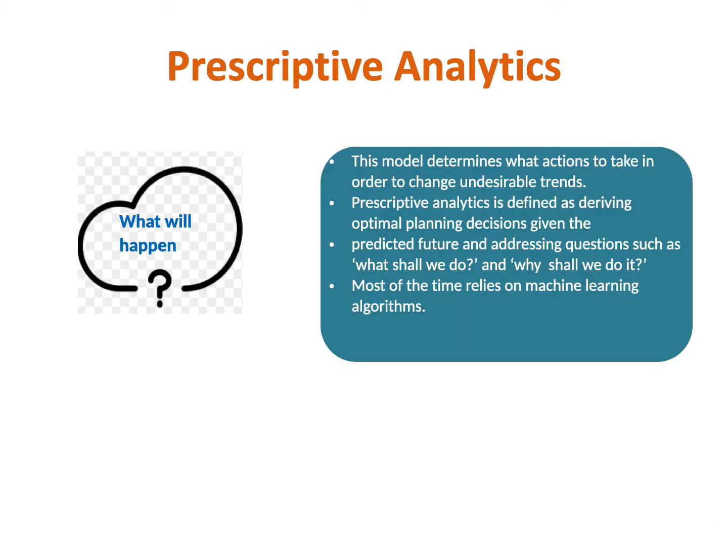And for prescriptive analytics, these models determine what actions to take in order to change the undesirable trend. This is defined by deriving optimal planning and decisions given the predicted future and addressing questions such as what shall we do and why shall we do it.